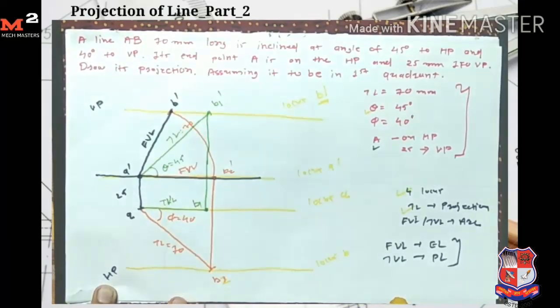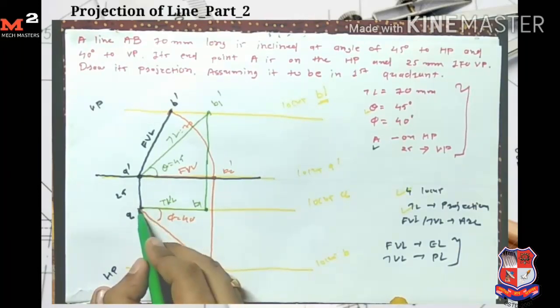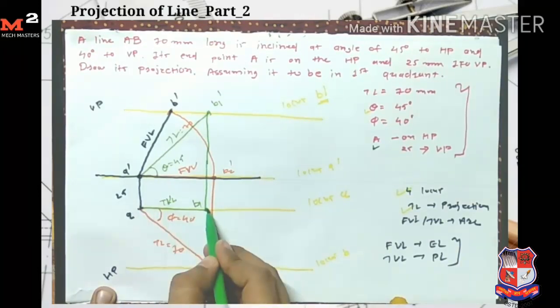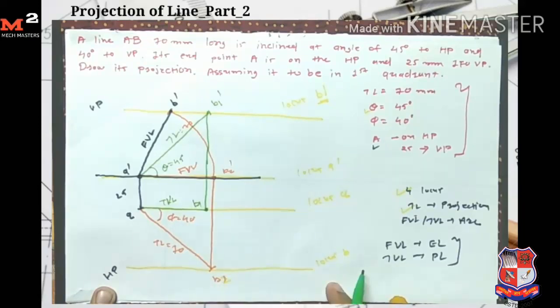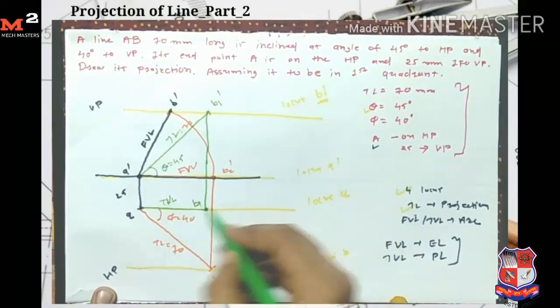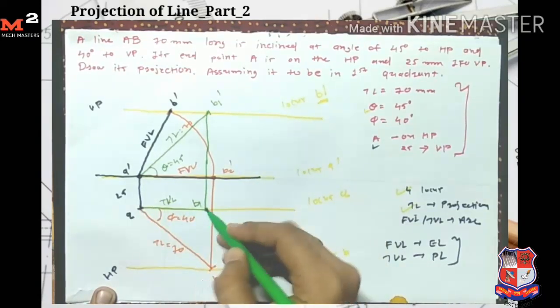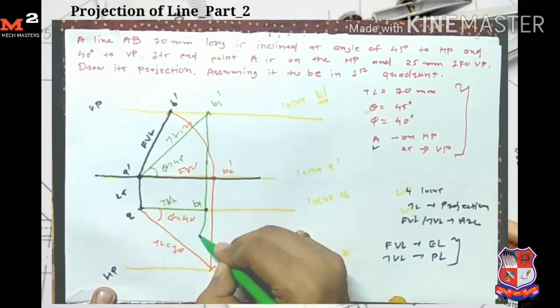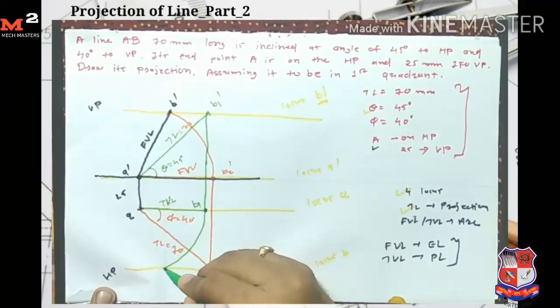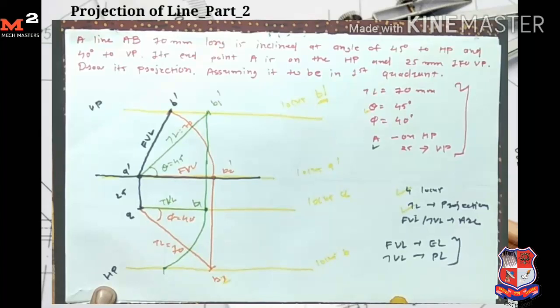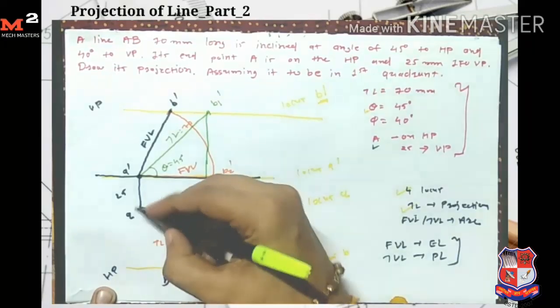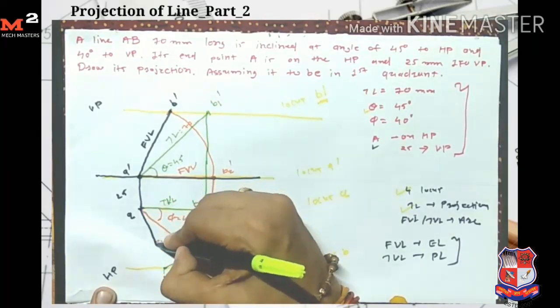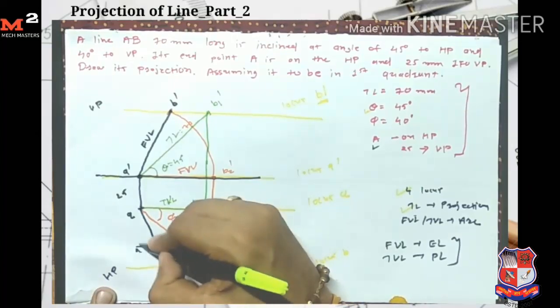Similarly, to get the B point, I have two conditions. Its length is equal to A B1, and I get the B point on this line, the locus of B. So I take A as the center and A B1 as the radius, and I draw one arc here. So I get my point B here. This line AB is my final top view line.